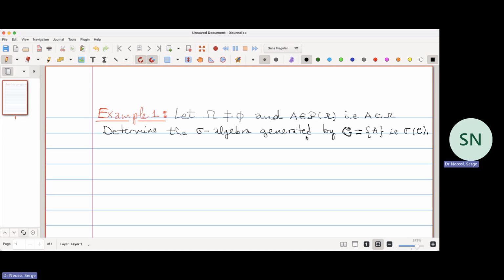So by definition, what is a sigma algebra? By definition, we know that the sigma algebra generated by C is the intersection of all the sigma algebras F containing C.